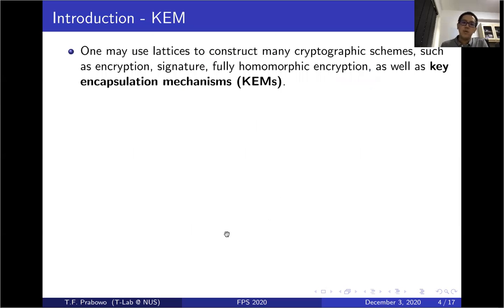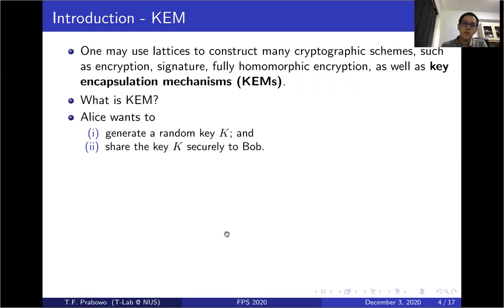So lattices turn out to be quite useful. They can be used to construct many cryptographic schemes such as encryption, signatures, fully homomorphic encryption, as well as key encapsulation mechanisms, or KEM for short. So what is a KEM?